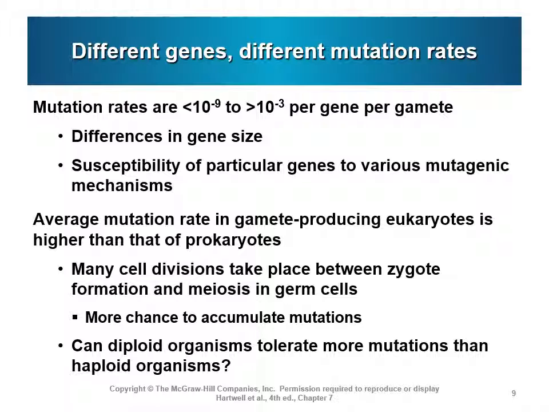Average mutation rate in gamete-producing eukaryotes is higher than that of prokaryotes. The reason is that many cell divisions take place between zygote formation and meiosis in germ cells, and therefore there are more chances to accumulate mutations due to so many cell divisions.